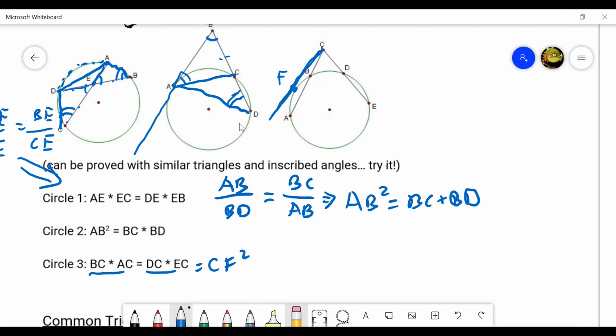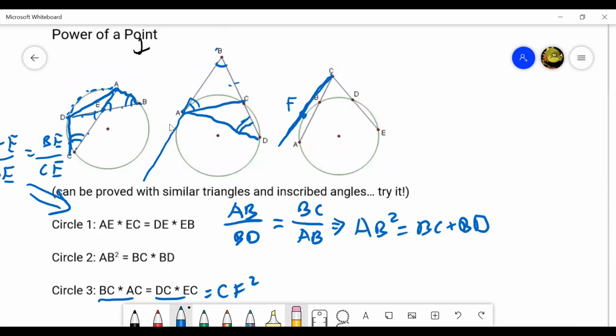This is okay because, from the second circle, we can see that the angle at which this line BD intersects the circle is not relevant to the accuracy of the statement. So for any line from C to the circle, this is going to work for these segments as well. And we'll see an example of this later in the problems.